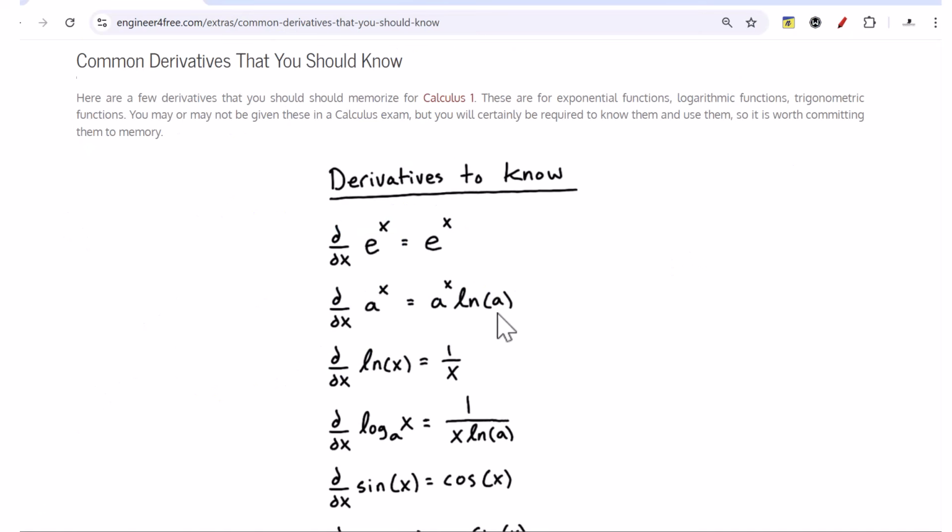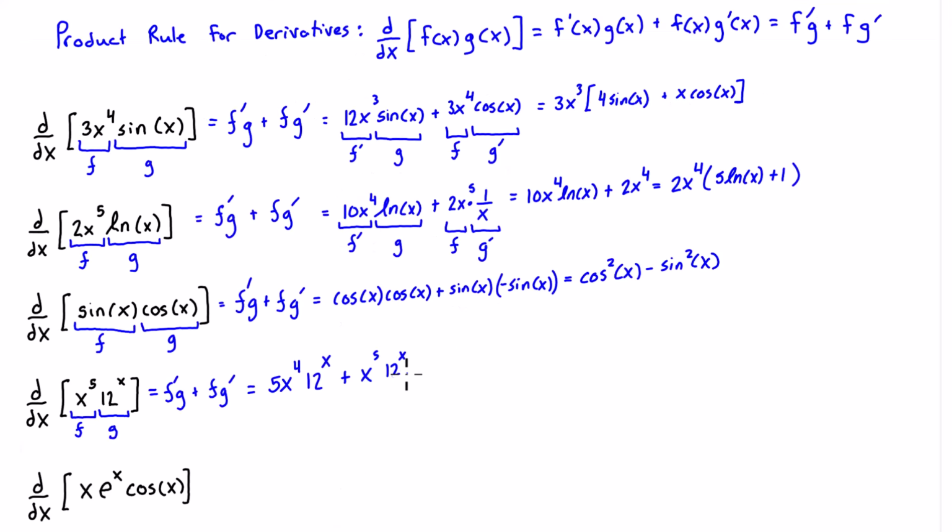And for exponential functions here, we have 12 to the x, so our answer here is going to be 12 to the x times ln of 12. And again, let's just label what we did here. So this part is f prime. This part here is g. This part here was f, and this part here was g prime.